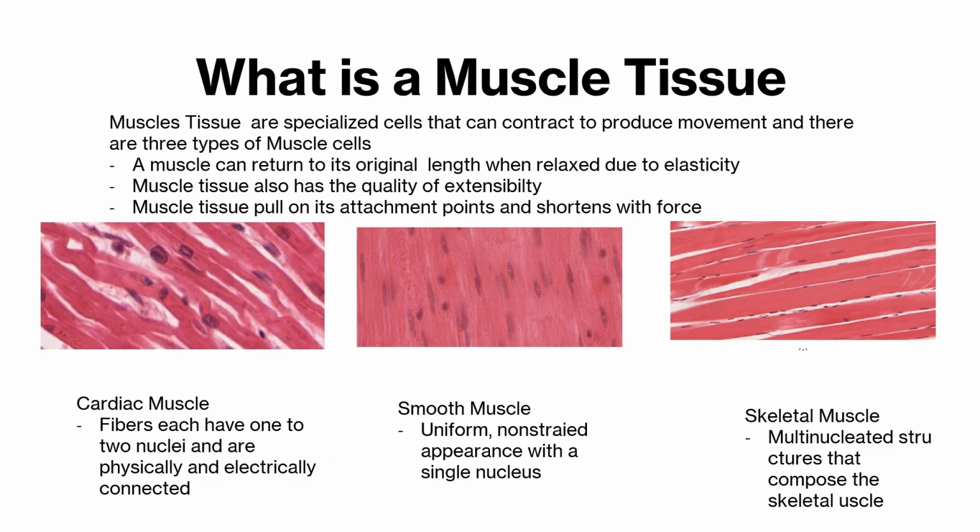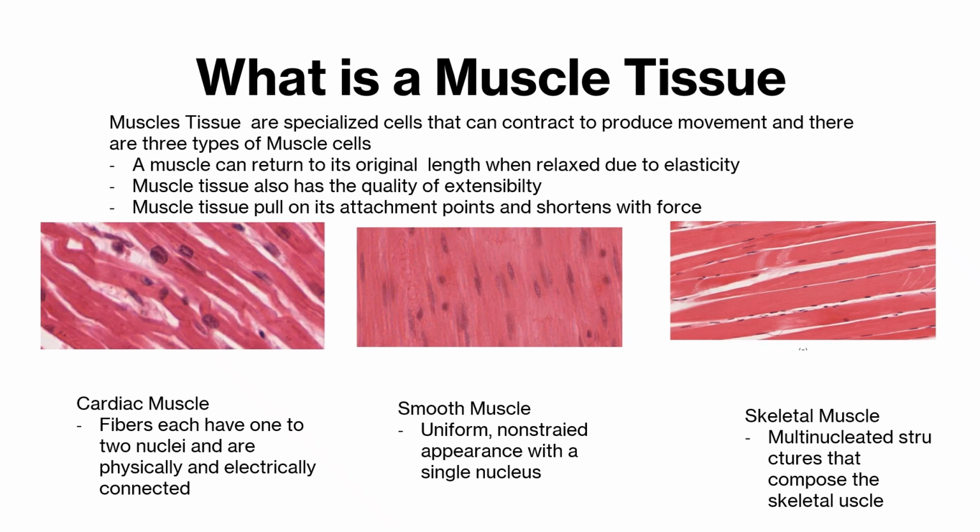Let's give some background before we get into this. What is muscle tissue? Muscle tissue is made of muscle cells, which are also called muscle fibers, that can contract to produce movement. There are three different types of muscle tissue. The first one is cardiac muscle tissue, made up of muscle cells located in the heart, which is an involuntary muscle, and its main function is to pump blood. Its fibers each have 1 to 2 nuclei and are physically and electrically connected.